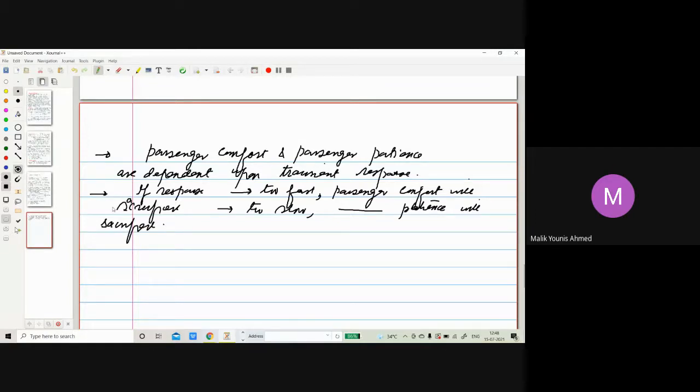So the designer has to be very good at designing a control system. He has to sacrifice neither the passenger comfort nor the passenger patience. He has to find some balance between the two. Now, second is steady state. When it reaches steady state response, there will be a steady state error, because a man-made system cannot be 100% perfect, an ideal system. There has to be error. So steady state error is another.